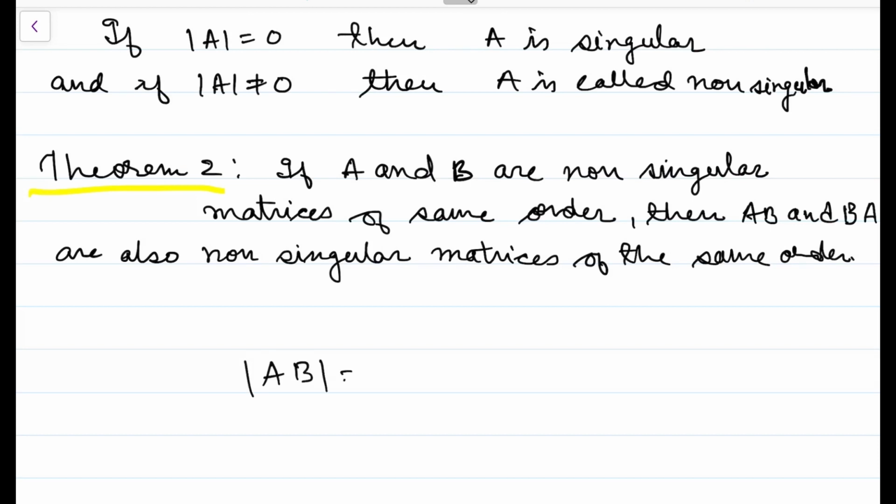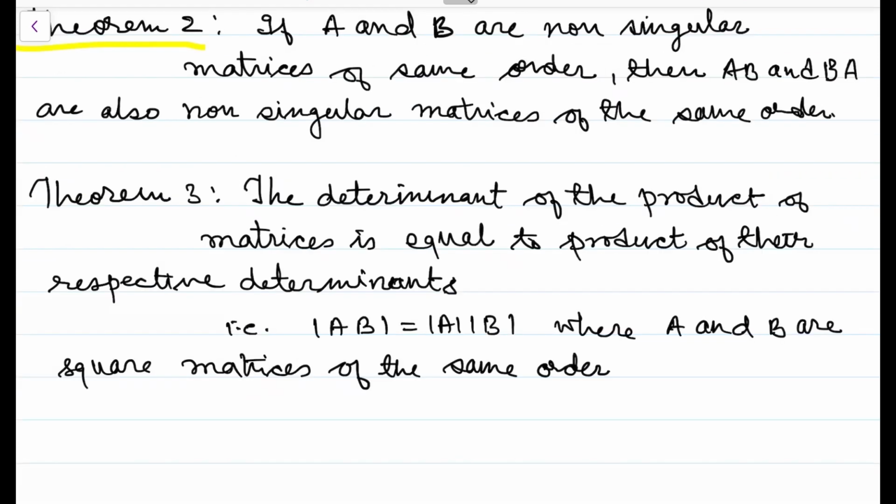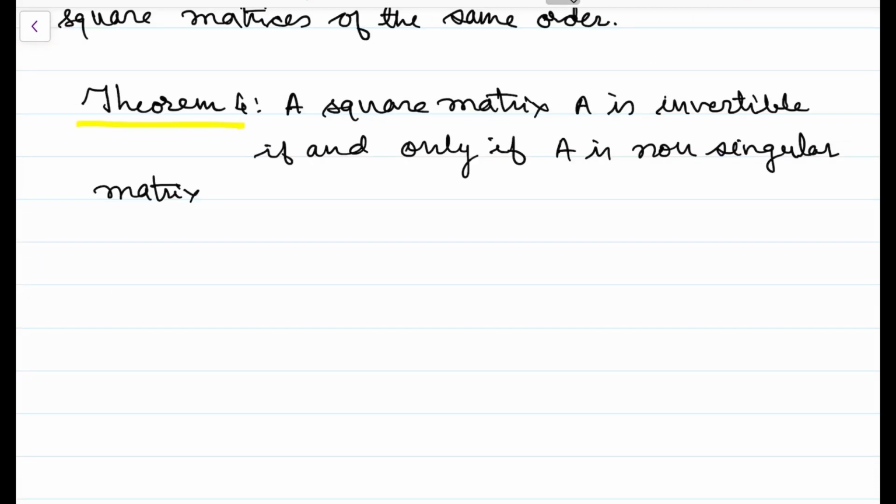The next theorem is that the determinant of the product of matrices is equal to the product of the respective determinants, that is, determinant of AB is equal to determinant of A into determinant of B, if A and B are matrices of the same order. Now one more important theorem, theorem number 4. A square matrix A is invertible if and only if A is non-singular.